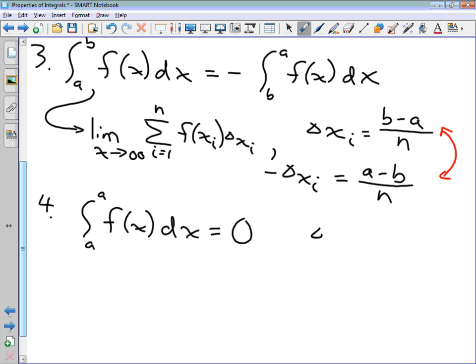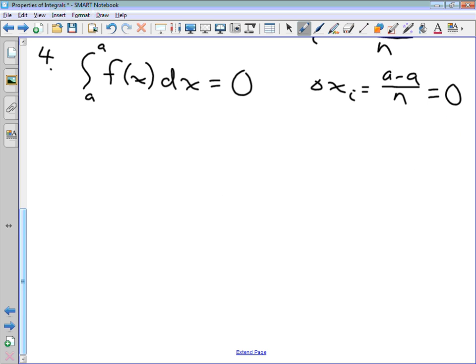Again, if we think about it in terms of this sum, how wide is each one of these rectangles that we're putting under there? Well, if we do a minus a over n, the width of each rectangle is going to be 0, so we're multiplying f(x_i) by 0, which is just going to give us 0 all the way through.